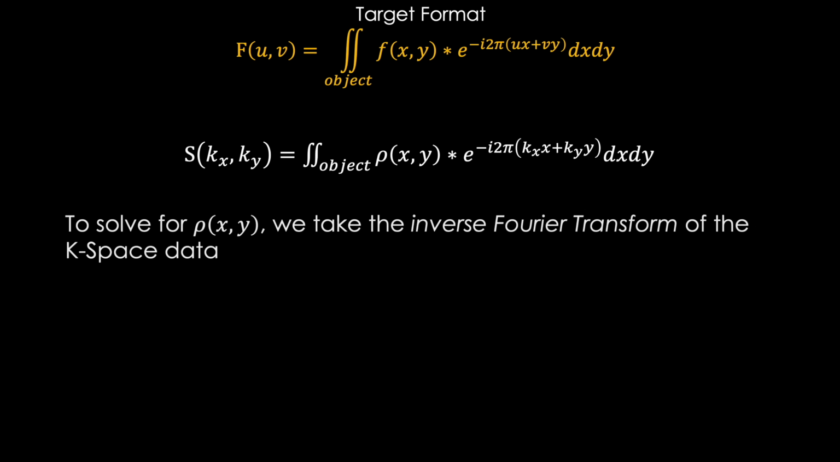Now to solve for our proton density at point xy in the slice, all we have to do is take the inverse Fourier transform of this k-space data. The proton density will equal the inverse Fourier transform of our signal, which represents this frequency data kx, ky.